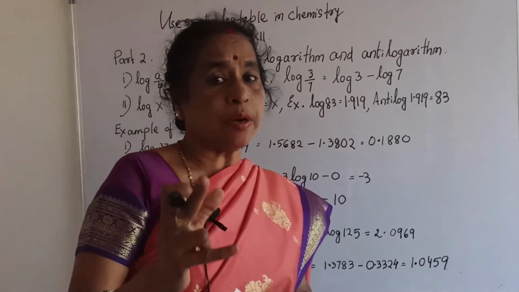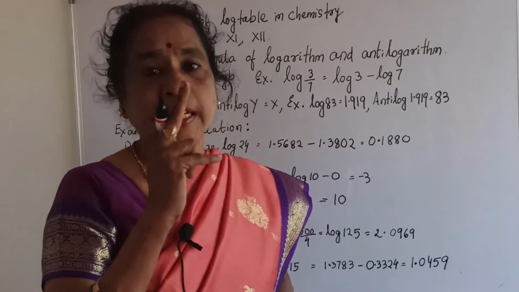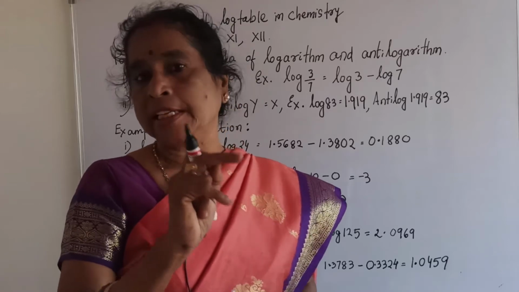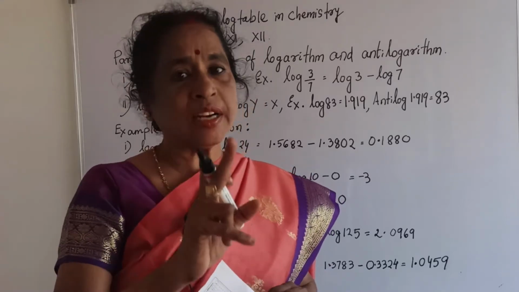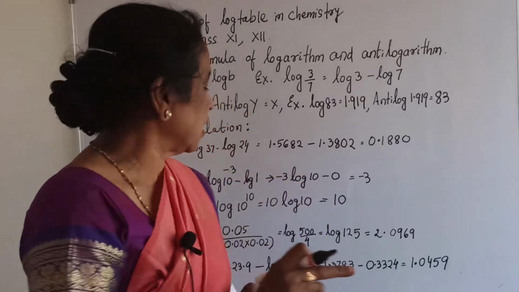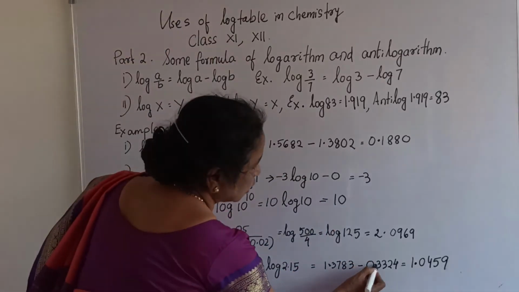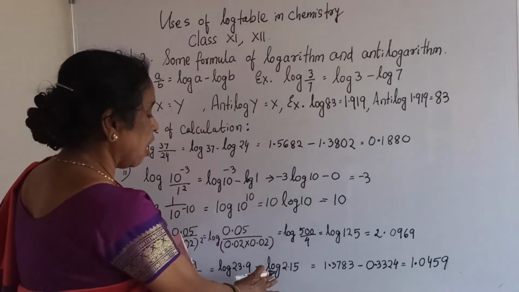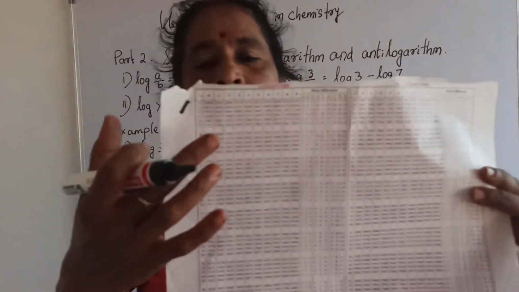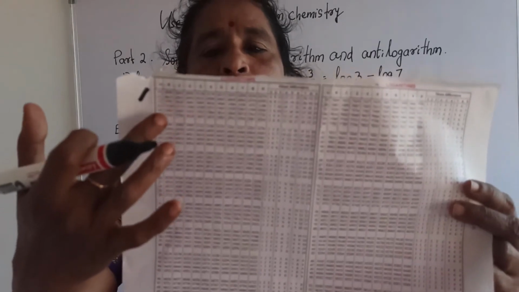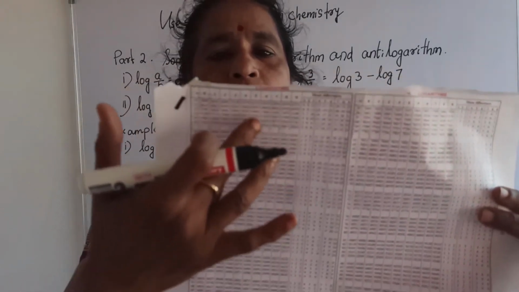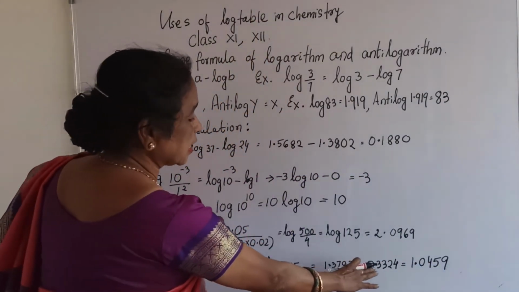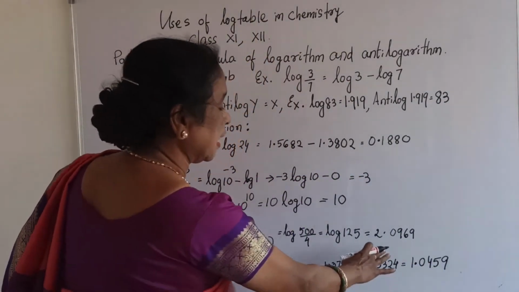Then here log 2.15. Log 2.15 before the decimal has 1 digit, that is 2. 2 means that digit is 1. Then how many digits? 1 digit. So 1 minus 1 equals 0. So you will write 0 point. Then how can you see the log table? Log 21 5. See here log 21 and 5. Here you can see 5, log 21 5, then you will get the value that is written, that is 3324.